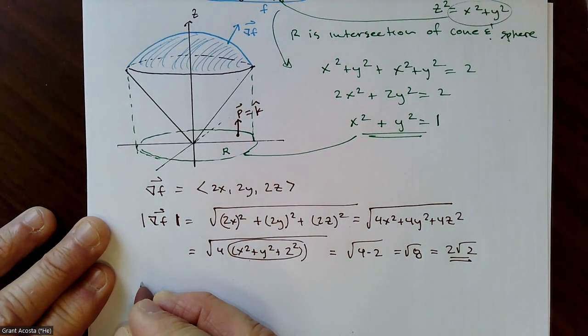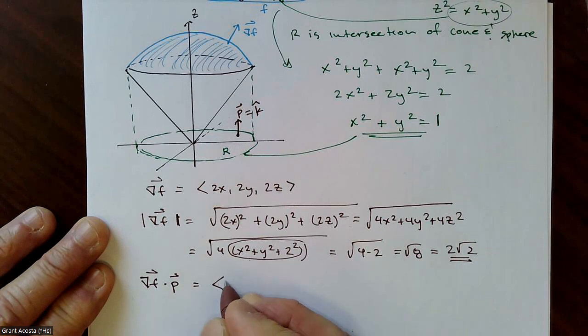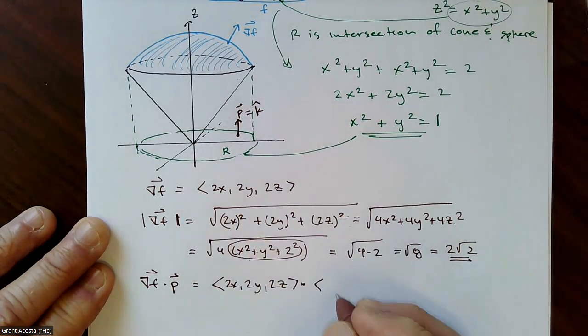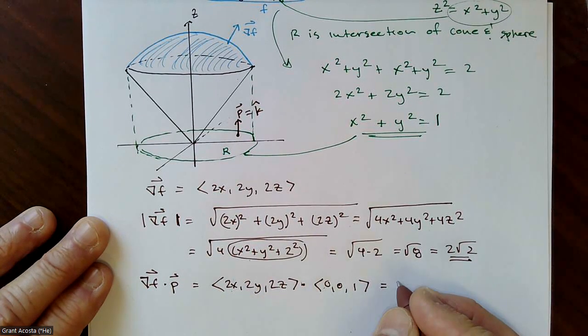The last thing I need is the gradient dotted with p, which in our case is the gradient (2x, 2y, 2z) dotted with k, which is (0, 0, 1). It's pretty easy to see that in that dot product the first two terms are going to be 0, and I'm just going to get 2z.